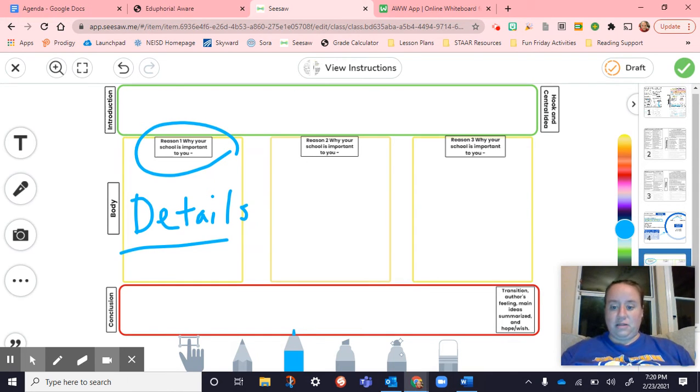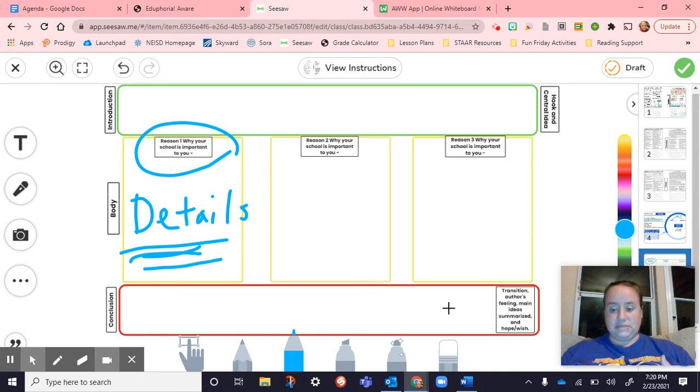Or what does it mean when you have Fun Friday and you watch one of the animal cams? Like, what does that mean? Give the details. Okay, so we did some revising. It was way, way better. They were so much more interesting because those details were there. Okay. Then conclusion, again, transition, the author's feeling, main idea summarized, and end it with a hope or a wish.